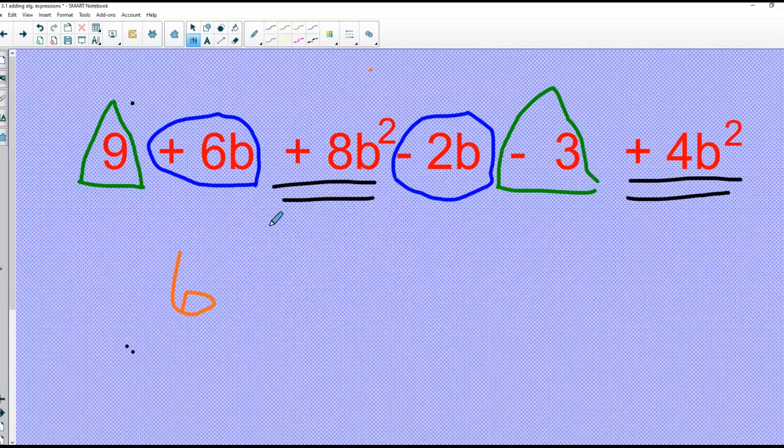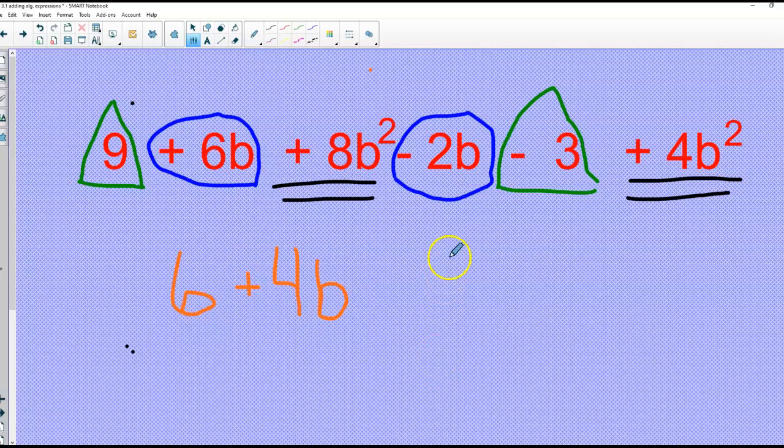Okay, now I'm going to go to my ones that I've circled in blue. So this one says a positive 6b minus 2b. So if you subtract your coefficients, because of our sign there, 6 minus 2 is 4. I bring down the b, and I have a positive answer, right? 6 minus 2 is a positive 4, so I put my plus sign in there.